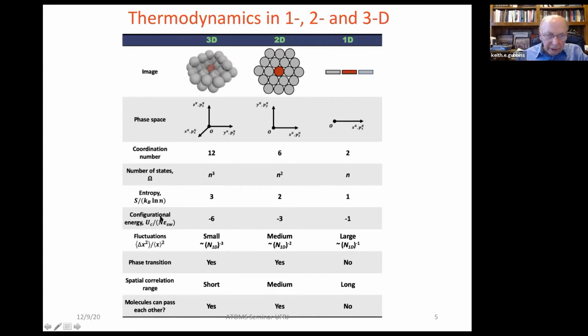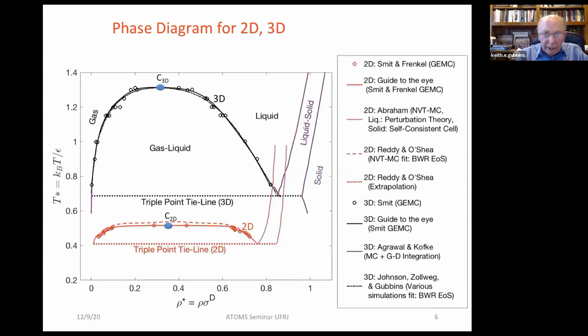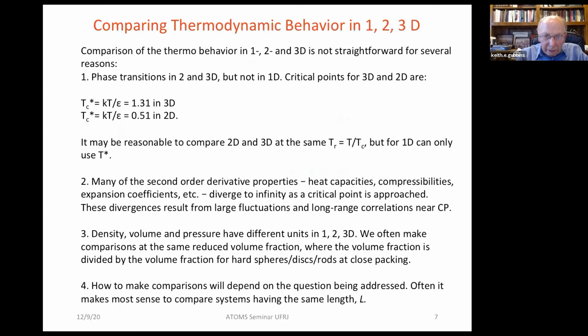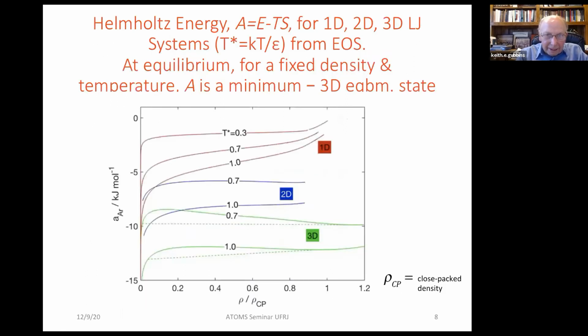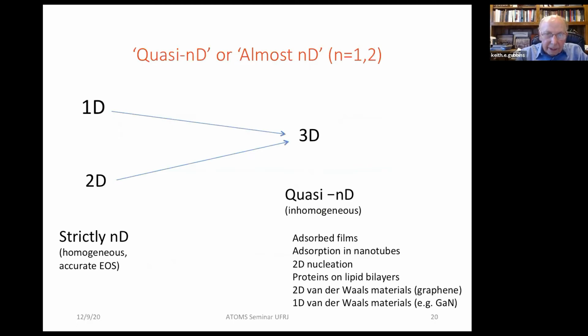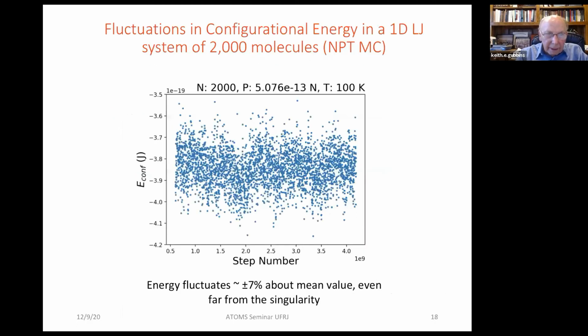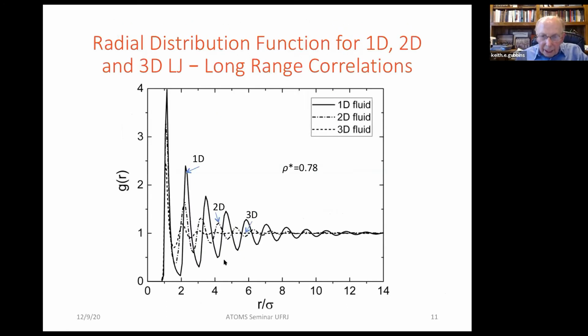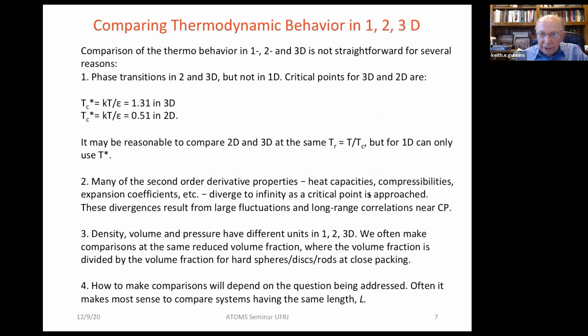So the configurational energy, which is generally negative, is going to be a much smaller number because of this smaller coordination number. So those two things combined, the reduction in the entropy and the reduction in the magnitude of the configurational energy, mean that the Helmholtz energy, A here, is the internal energy minus Ts.